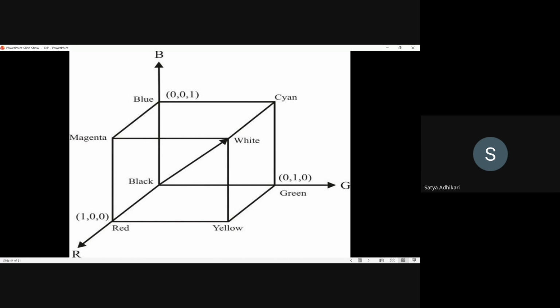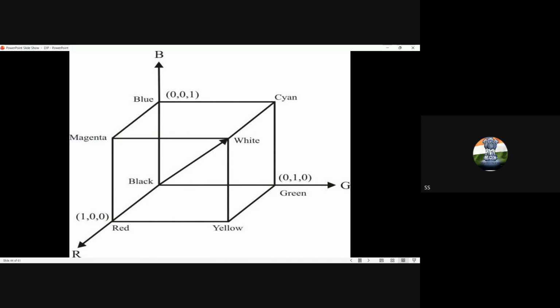So you see, white is 1, 1, 1. So this is a representation of a cube of different colors. Blue is 0, 0, 1. Magenta will be 1, 0, 1, sir. Yes, 1, 0, 1. Sorry, what is this 0, 0, 1?